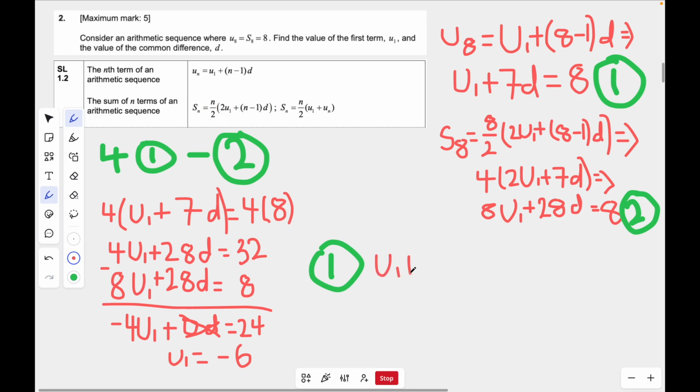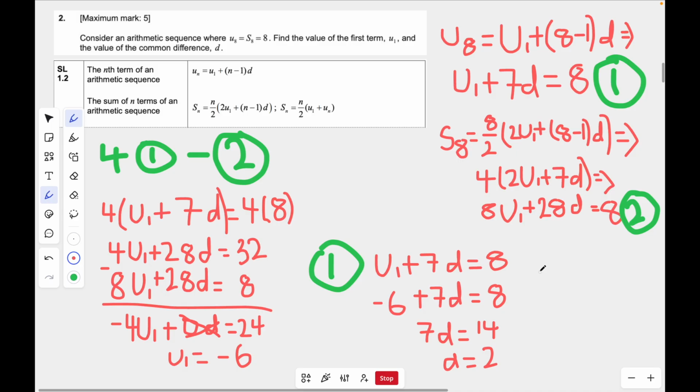We have u1 plus 7d equals 8, and if we substitute u1 for minus 6, we have minus 6 plus 7d equals 8. We can add 6 to both sides, leaving us with 7d equals 14, and finally dividing both sides by 7 allows us to find that the value of d is 2. You can try doing the same with the second equation and you should end up getting the same value as well. Therefore, the answer to this question is u1 is equal to minus 6 and d is equal to 2.